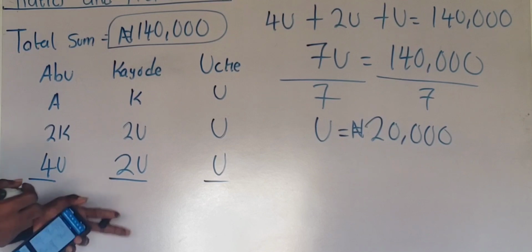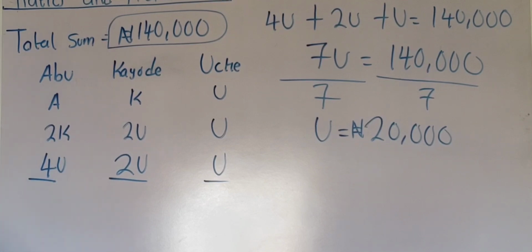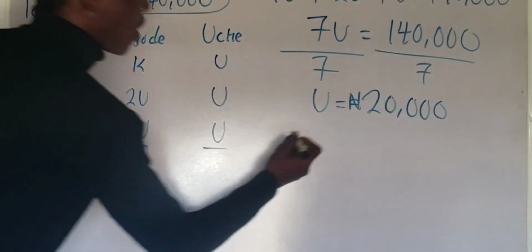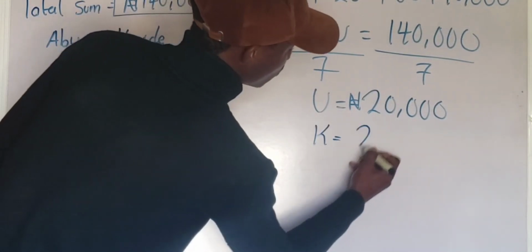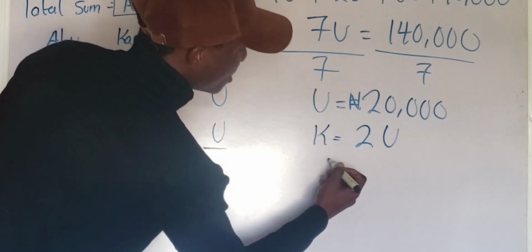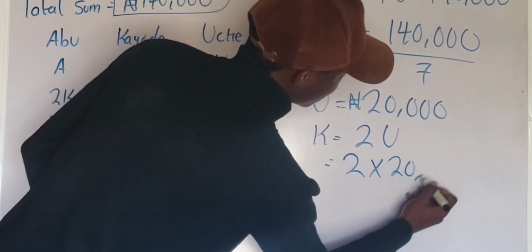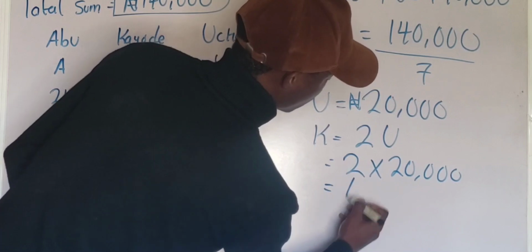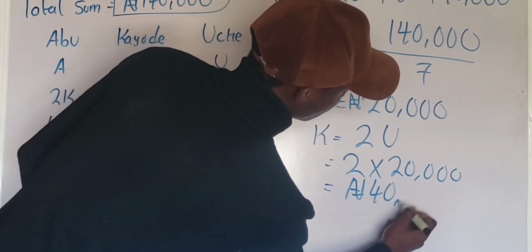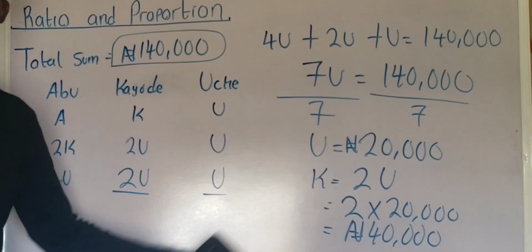The amount will be 2 times U, because the question says Kayode received twice the amount that Uche received. So therefore, Kayode is equal to 2 multiplied by Uche's share. Uche's share is 20,000, so 2 multiplied by 20,000 is equal to 40,000 naira. So the amount that Kayode received is 40,000 naira.